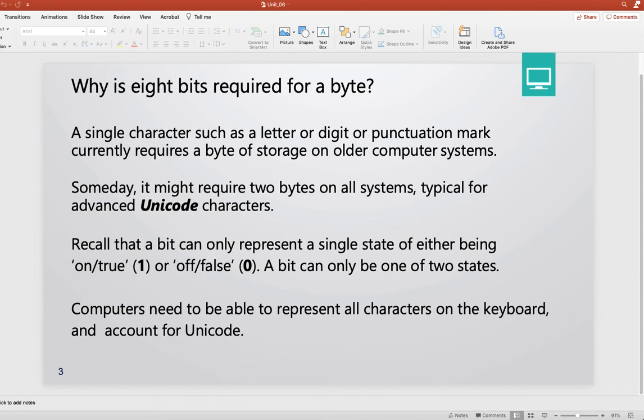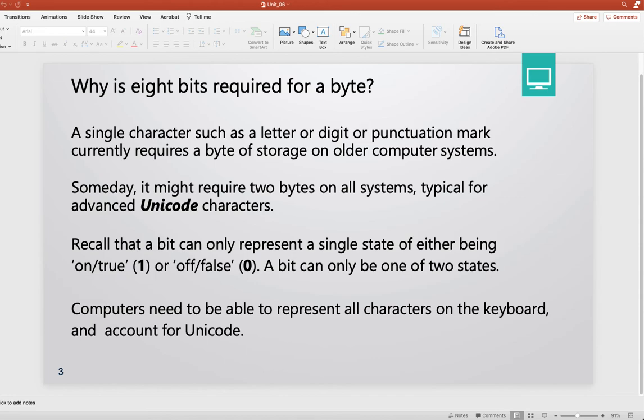And a single character like a letter, digit or punctuation mark currently requires a byte of storage on older computer systems. And someday it might require 2 bytes on all systems, typical for advanced Unicode characters. So a byte means 8 bits, and 1 byte can store a letter or a digit or a punctuation mark. And recall that a bit can only represent a single state of either being 1 or 0. So basically, a bit can only be one of 2 states.